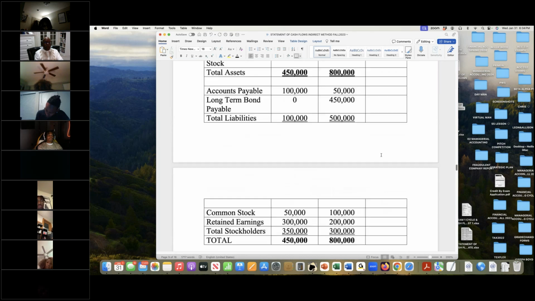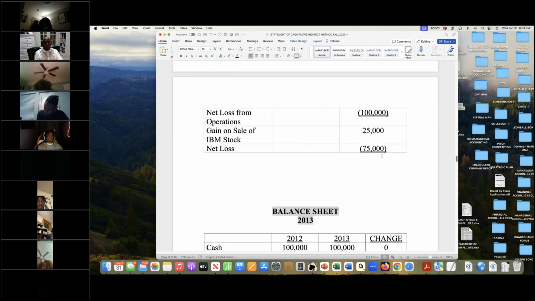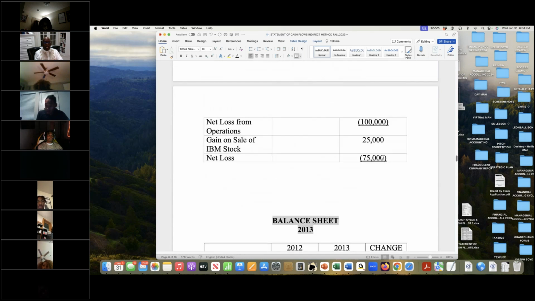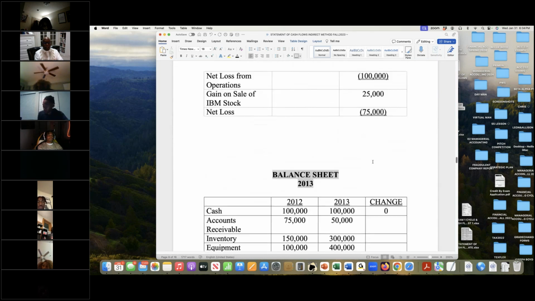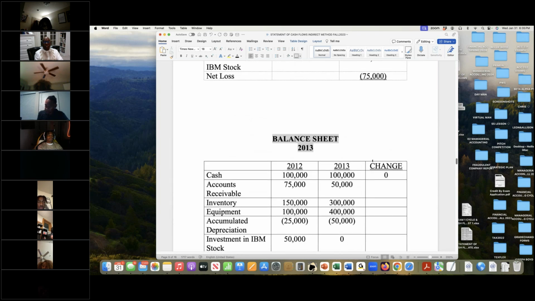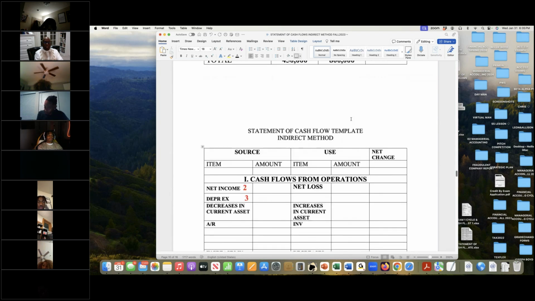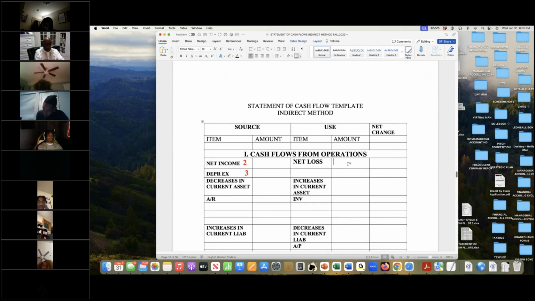The second thing I told you to do was to go to the income statement and get the income. We had a loss of 75,000. So I'm gonna take this 75,000 and since it's a loss, I'm going to put it over here as a use. If it had been income, it would have been over here.